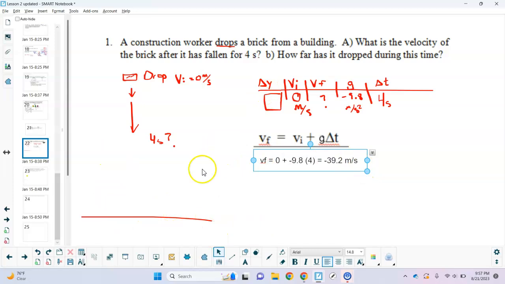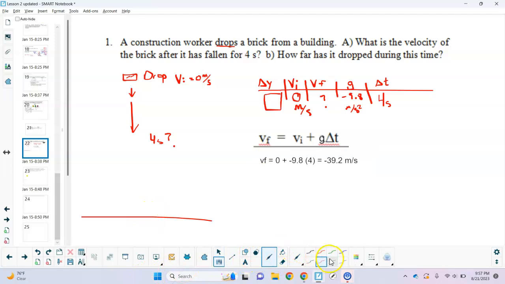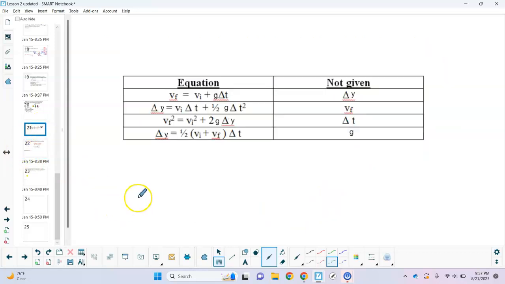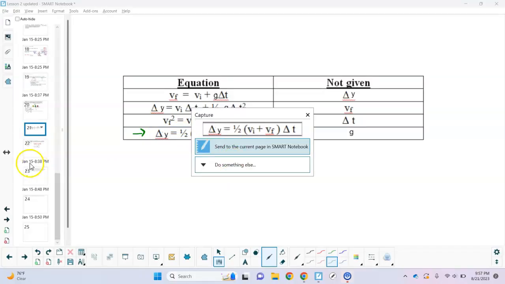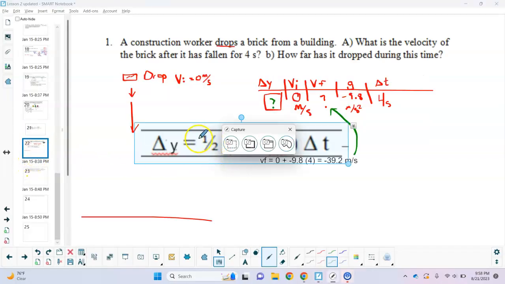So that's part A. Part B wants to know how far it's fallen. So for part B, we are looking for this question here, delta y, and we can use any equation that we want because we now have 4 out of the 5. So if I come back to the equation sheet, I'm going to use the one that looks easiest, which is the last one here. So I'm going to pick that equation and bring that over with me. Again, on the test or quiz, you're going to have the equations there that you can use, so you're not going to have to worry about memorizing these. You just use them. So plug that in.